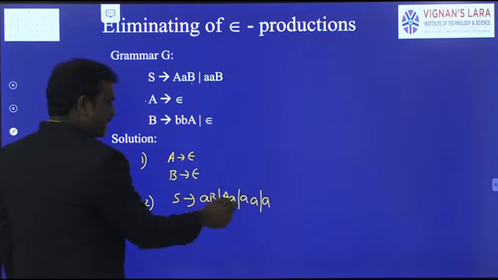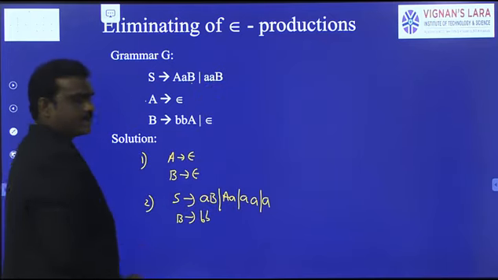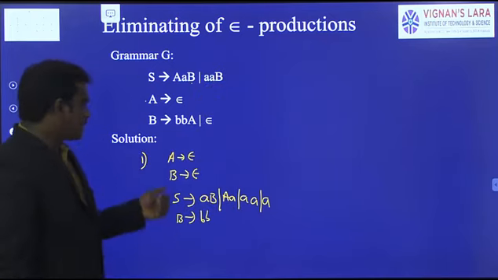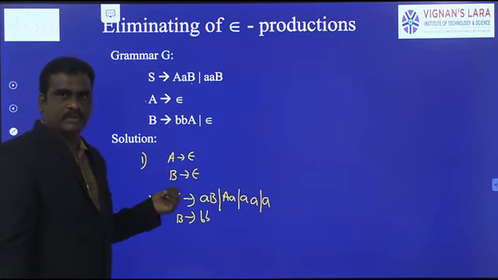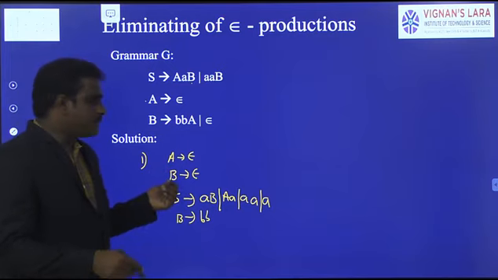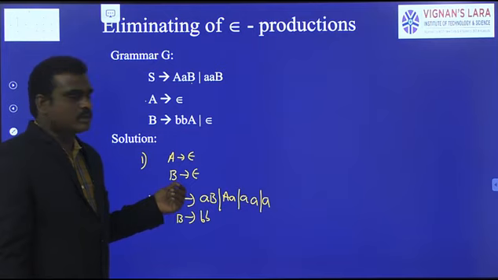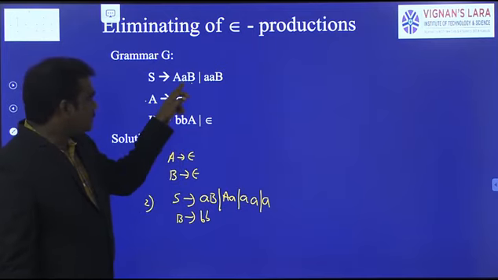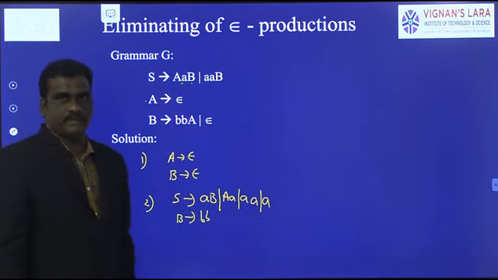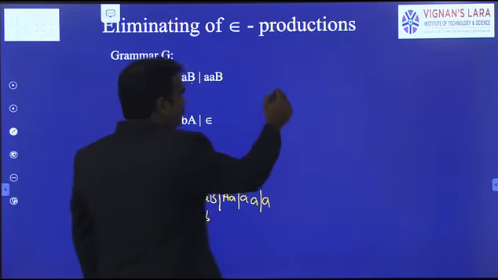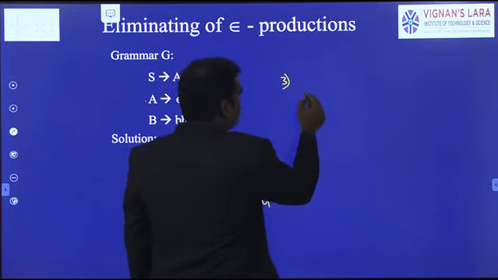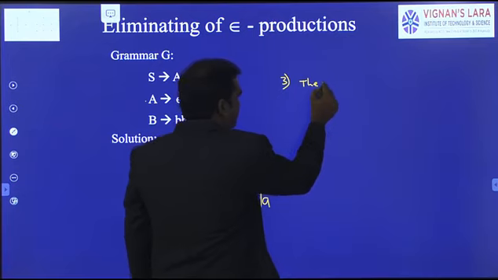Suppose B, A repeated, B, B repeated. So first apply A to epsilon, next apply B to epsilon, next apply A and B combinedly. At that time we got the new production A. So this is the second step. And the third step is the resultant grammar.